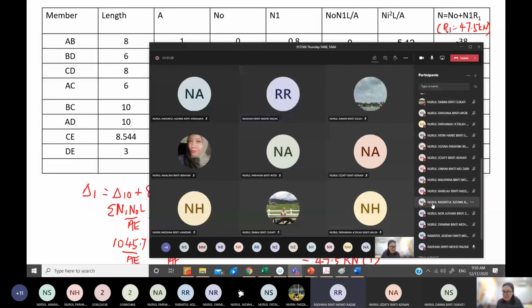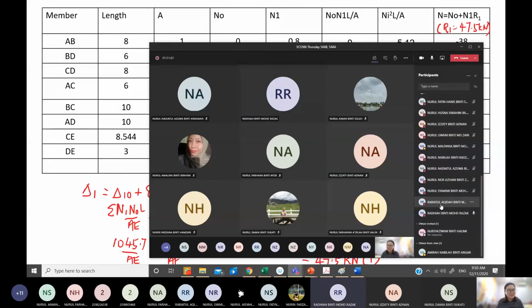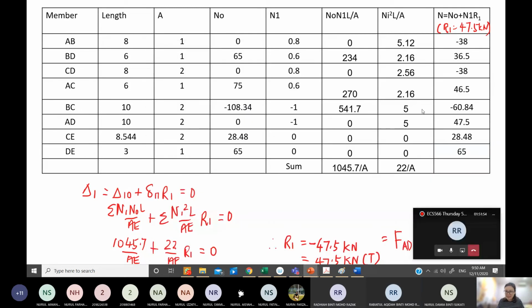How about Maliana? Done, Doktor. Done. Okay. So I believe you are using the Excel file. Yes, Doktor. Like that. So how about Rabiatu? Still calculating, Doktor. Using a calculator. Yes. Okay. So we wait a little longer, then we will close the session. But are there any questions? Anything you don't understand about the process?